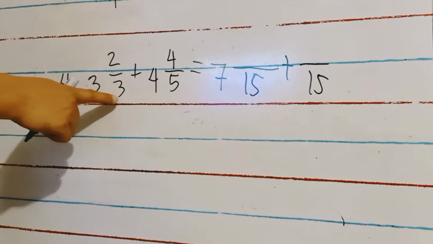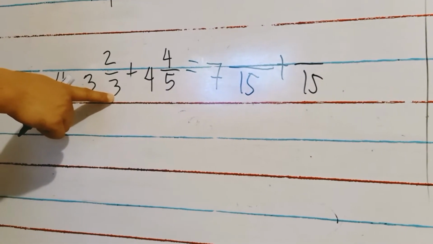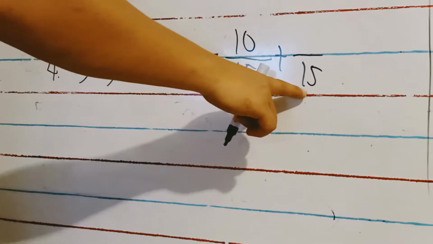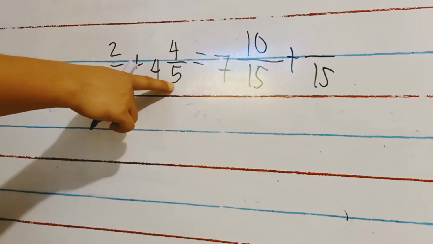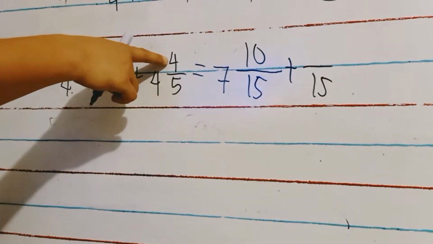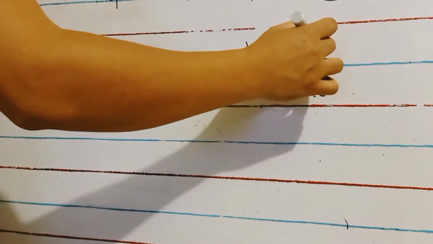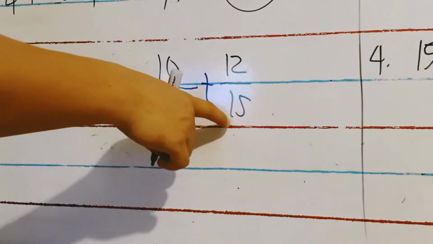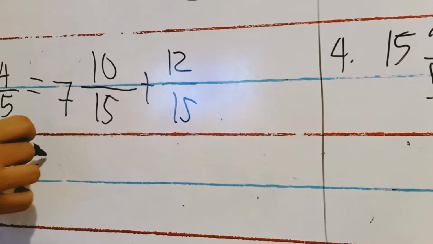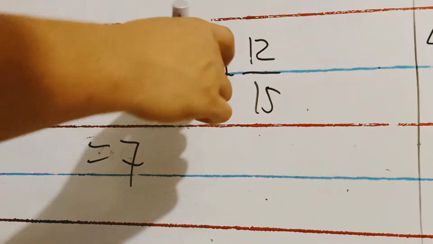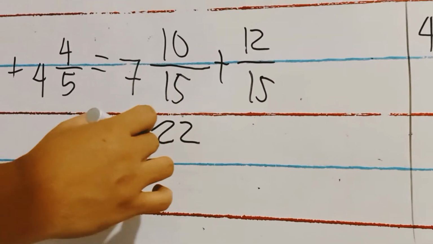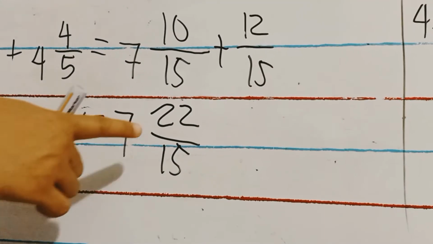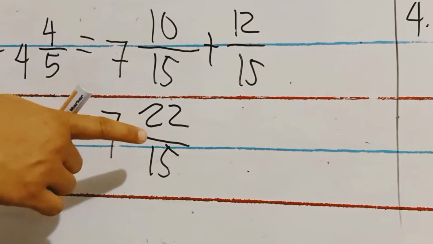15 divided by 3 muna. 5 times 2, 10. Okay? 15 then divided by 5 is 3. I-times 4 natin, 12. Nakuha? Okay, then we can add kasi similar na sila. So, copy nyo si 7. 10 plus 12 ay 22. Copy yung 15. Now, anong napapansin nyo sa fraction natin?